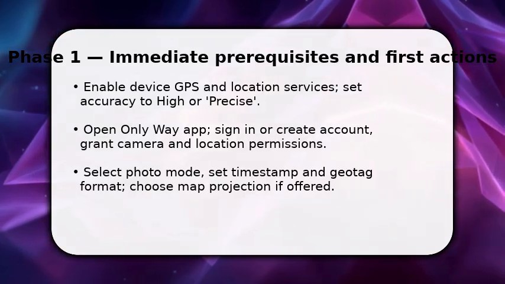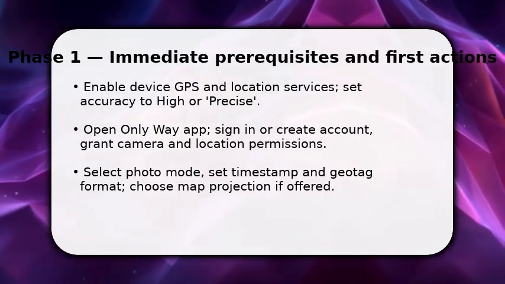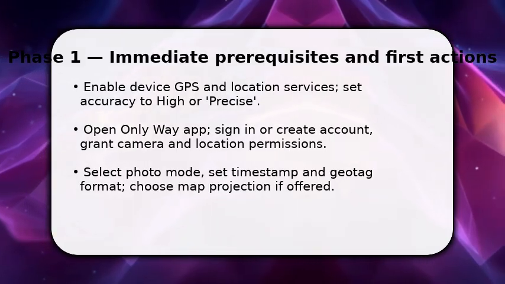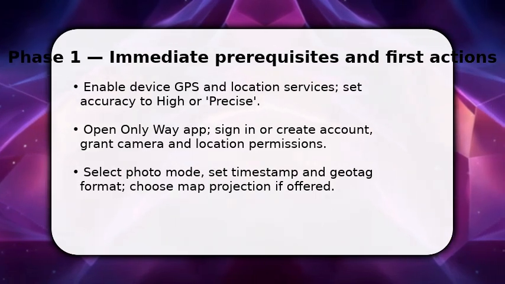Next, choose the photo mode, pick timestamp and geotag format to match your workflow, and select any map projection the app offers. This gets you immediately ready to capture images that already contain accurate location data.